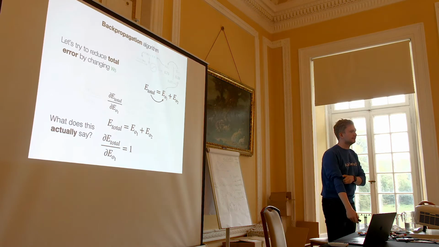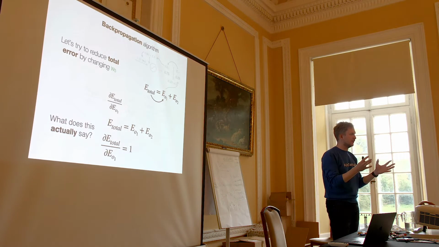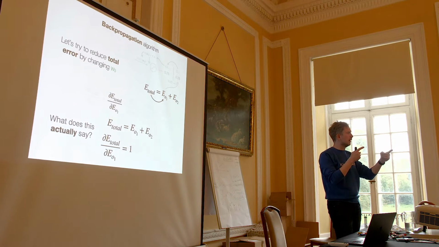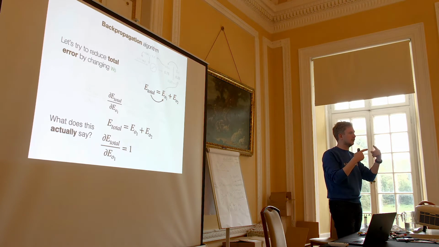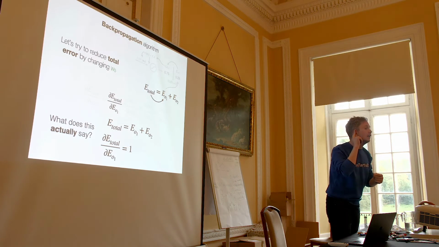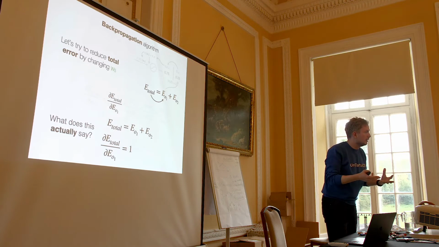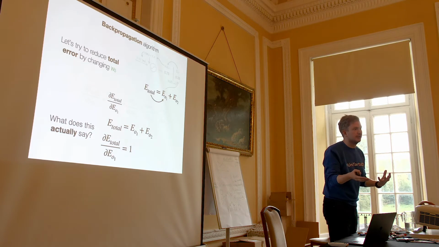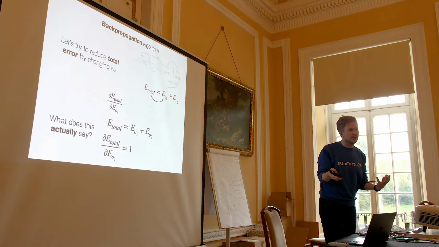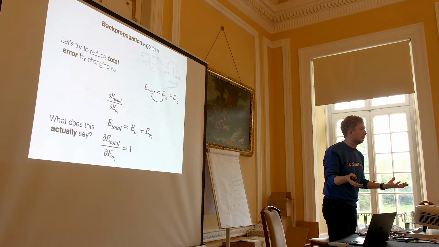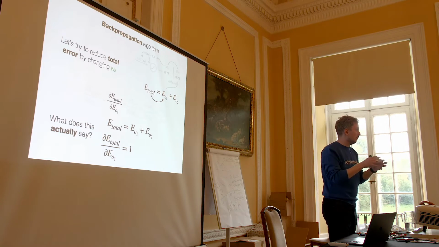What does it mean for us? We were trying to understand how E total depends on EO1. It's proportional, it's linear. When EO1 grows by 1, E total grows by 1. Easy peasy lemon squeezy. You increase one by 1, the other one increases by 1, because they just sum. This is a sum.